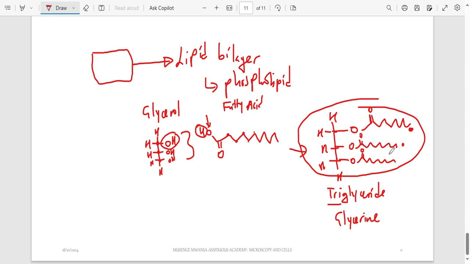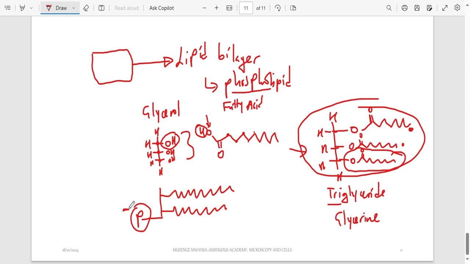Now, when this triglyceride, you remove one fatty acid which is here, you put a phosphate group. So it becomes a phospholipid. So what you see, we can easily write it like this. And then we have got another fatty acid, only two. The third one is a phosphate, and we write it this side. Now, a phosphate is negatively charged. So this part of a phospholipid is known as the head. This part of the phospholipid is known as the tail.